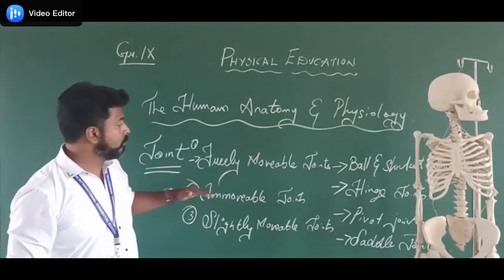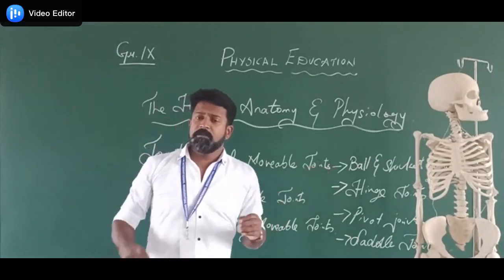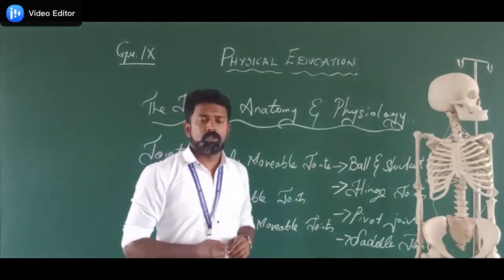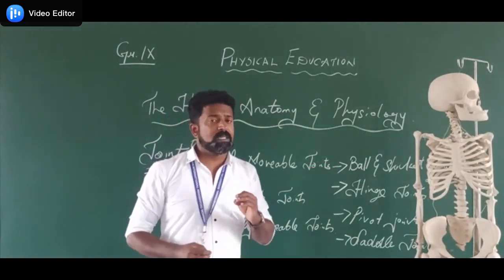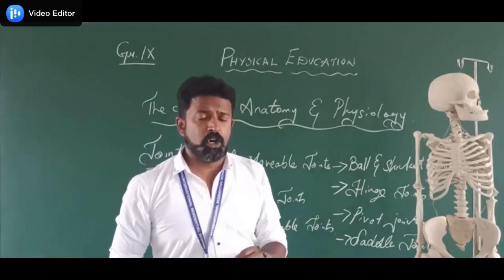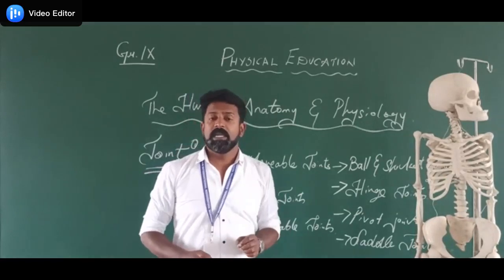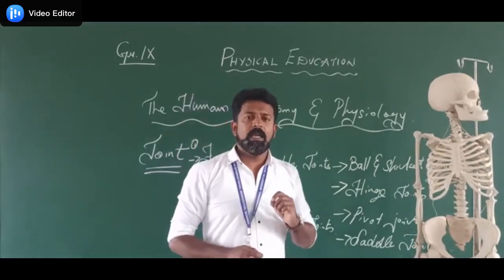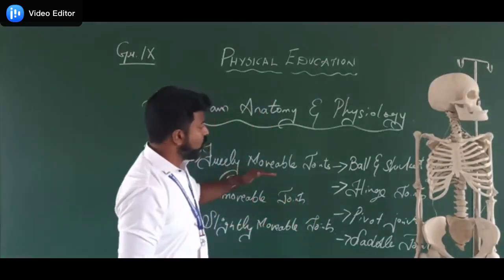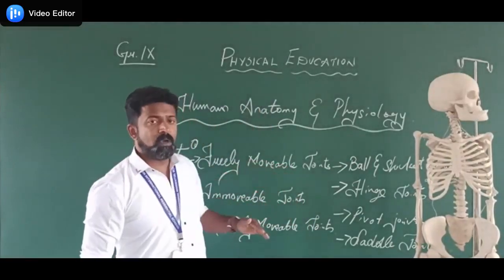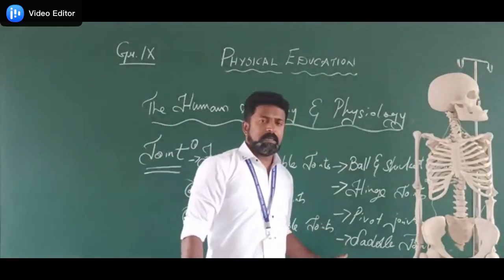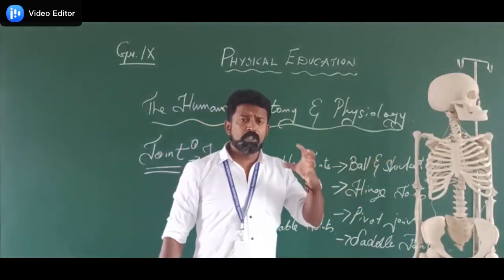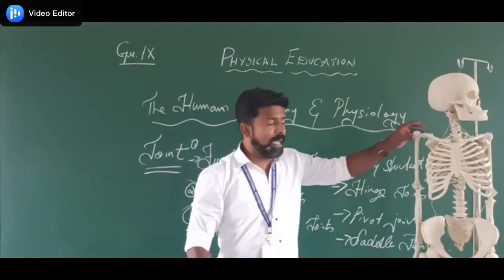And the third one is the freely movable joint, also called the synovial joint. I have just clearly explained what synovium is. In every joint, we have a fluid called synovium, which helps in lubrication. In the synovial or freely movable joint, we again have four main types. That is the ball and socket joint, where you have a socket and a ball, for which two examples were given.